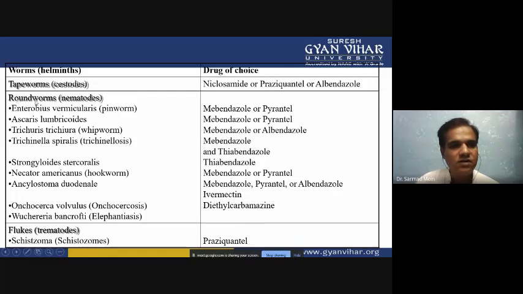Then roundworm type of infection will be there. If the Enterobius vermicularis pinworm infection is there, then effective drugs will be albendazole or pyrantel. Then if Ascaris infection is there, then albendazole or pyrantel, and albendazole we can give for the whipworm. Albendazole and thiabendazole are effective on trichuriasis, and for the hookworm infection we see albendazole and pyrantel type of drugs we can give. If the patient is having flu infection, then they can be treated with paracetamol type of drugs.